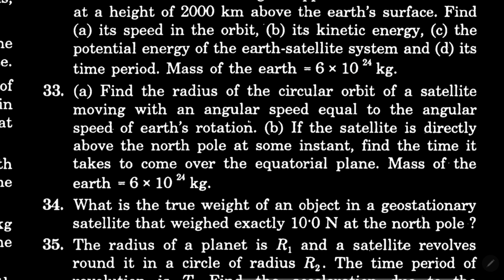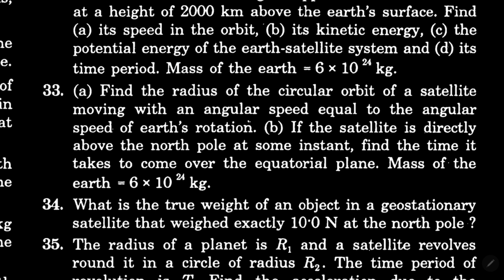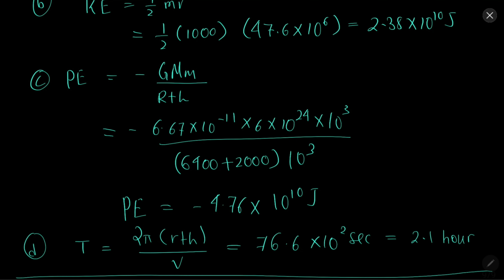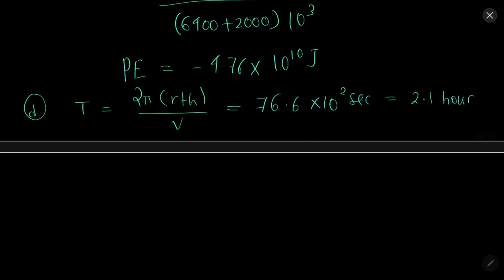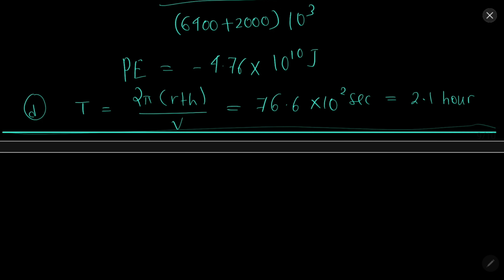In question 33, we need to find the radius of circular orbit of a satellite moving with angular speed equal to angular speed of Earth's rotation. And if the satellite is directly above the North Pole at some instant, find the time it takes to come over the equatorial plane.